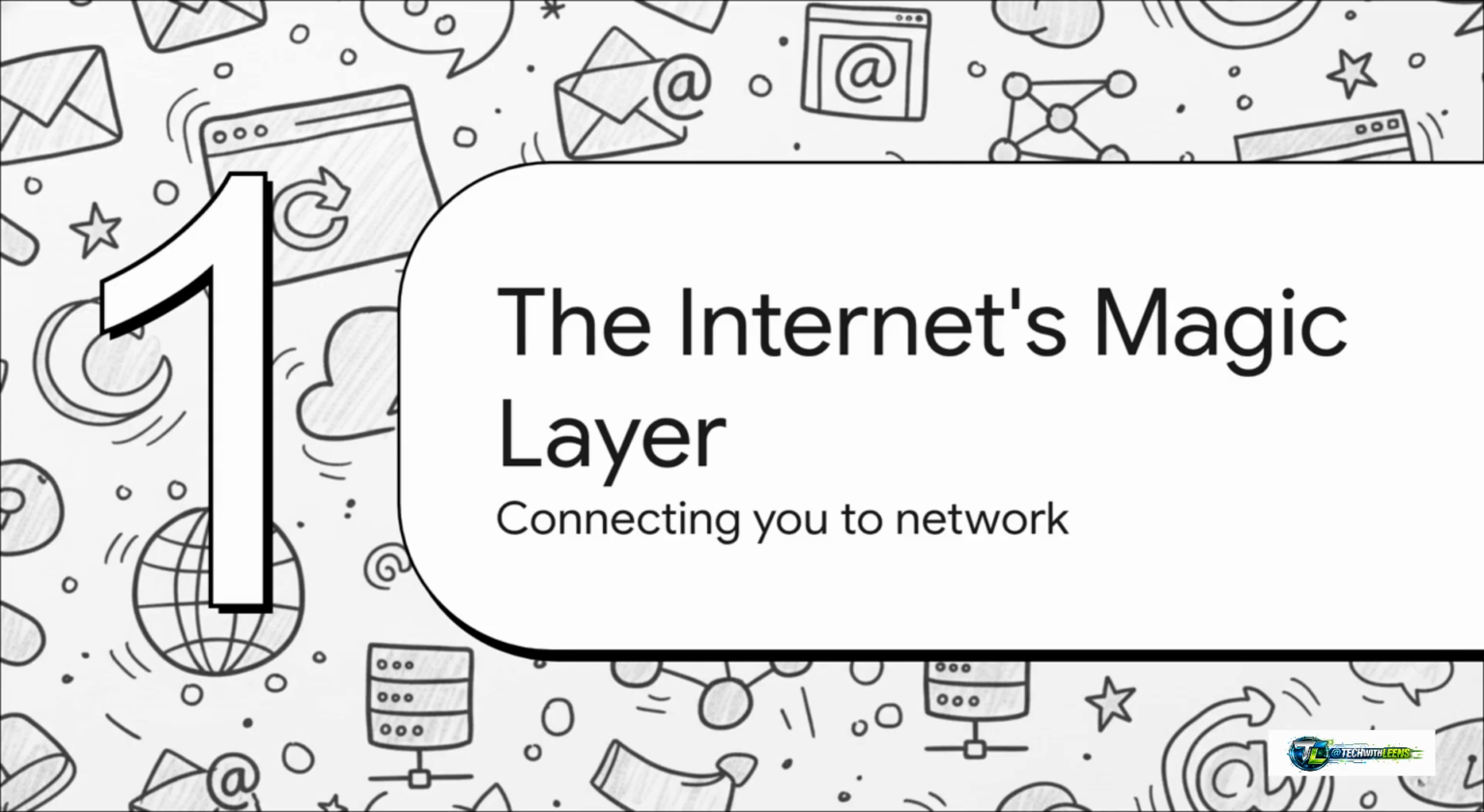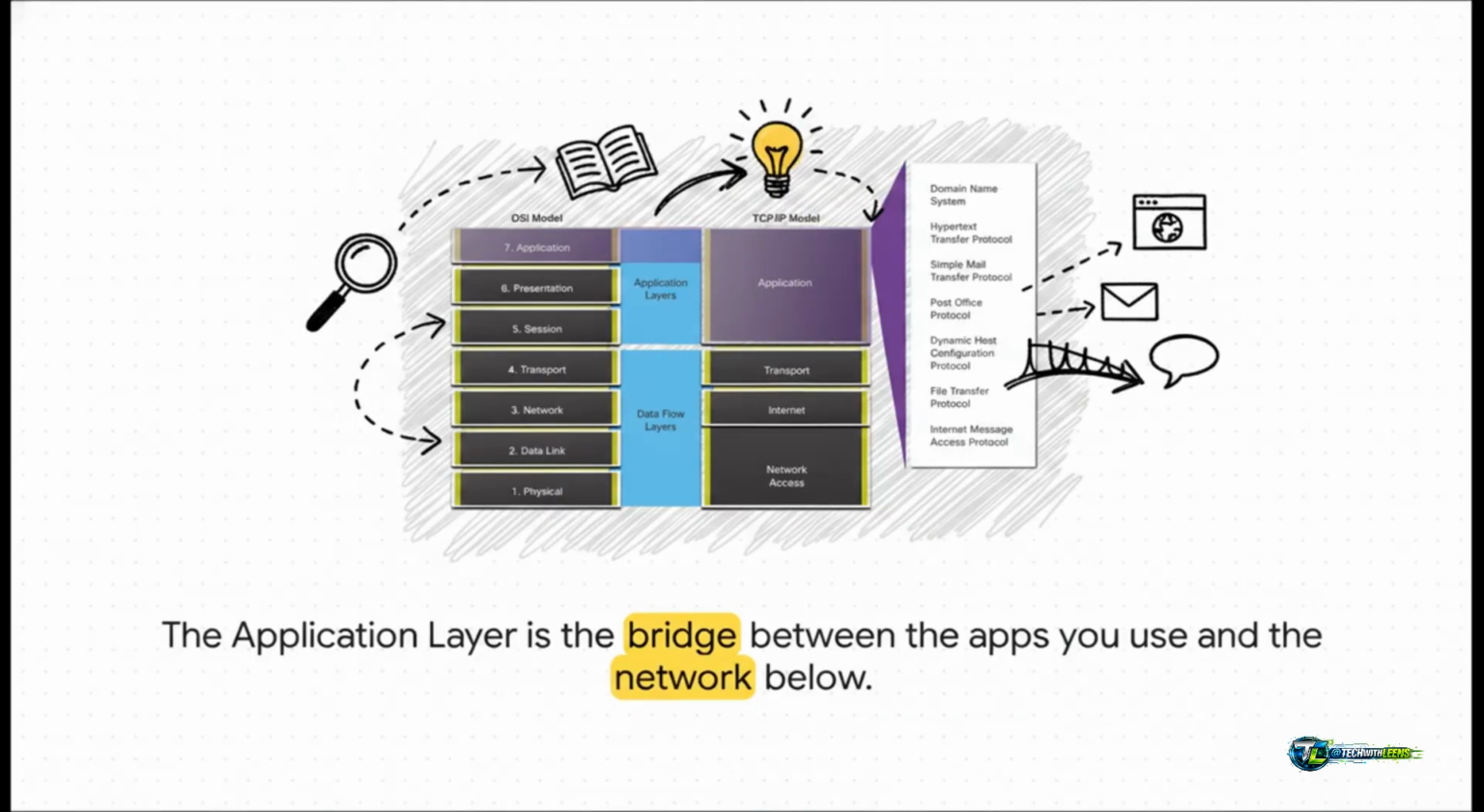So let's start with what I like to call the internet's magic layer. This is where what we do connects to that huge, complicated network underneath. The application layer is that critical bridge between the apps you're using and all the complexity happening below. The best way to think of it is as a translator. It takes your intention, like a click, and turns it into a language the network can actually understand. It handles everything from formatting data correctly to managing the entire conversation.